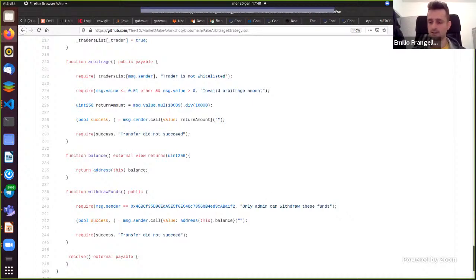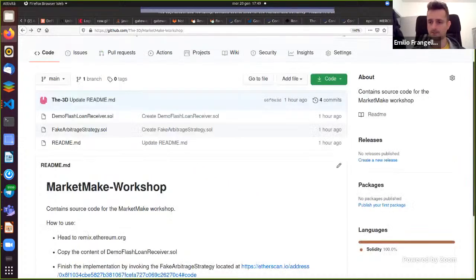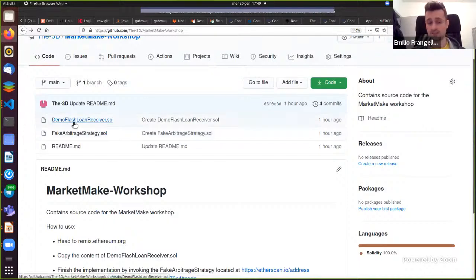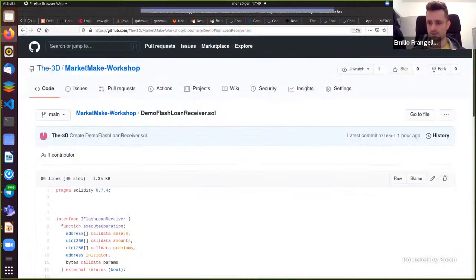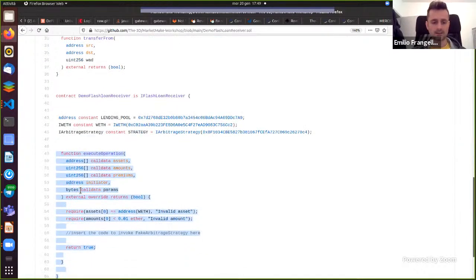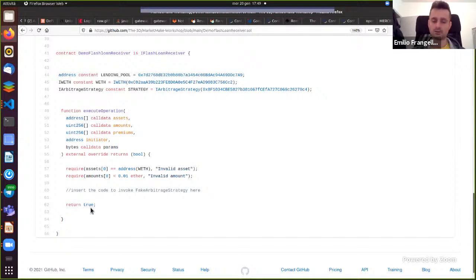Okay, so my idea was that this contract is already deployed to mainnet, and the address is on the README here. This is the arbitrage strategy that I deployed. The idea is to write a Flash Loan receiver that I partially wrote here. You can see the code here. The flash loan receiver implements the execute operation function that I was talking about before. And essentially, here you will need to write the code to call the fake arbitrage strategy, call the arbitrage method, receive the flash loan amount plus premium, and repay the flash loan.